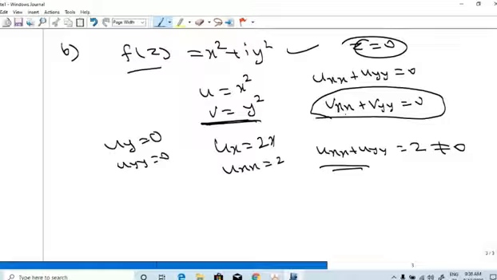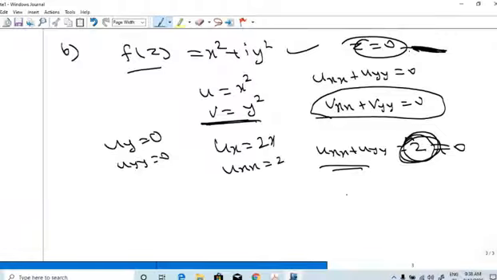Therefore, this function is not analytic. If there were an x and y remaining, we would have to substitute x = 0, y = 0, because we have to check for the point z = 0. But here it is not a function of that kind. It is not an analytic function.